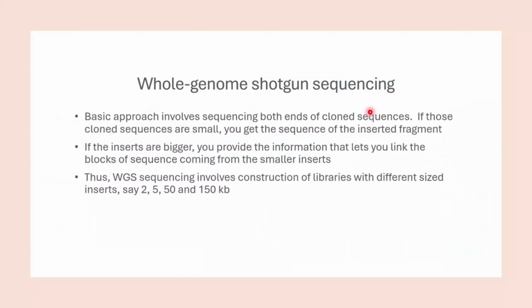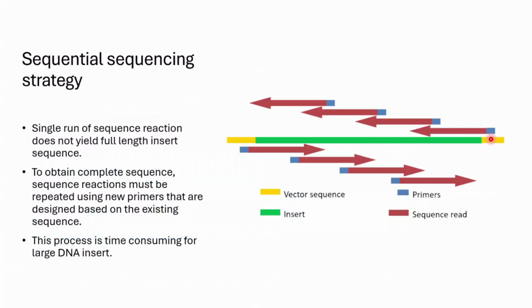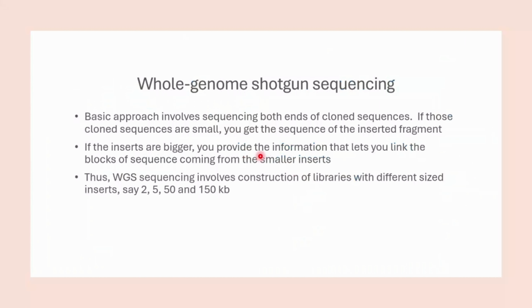So the approach is quite simple. If your cloned sequences are small, then what you're going to do is sequence in both directions. Instead of sequencing in one direction, you sequence in both directions. This way, you'll start here and here. If your insert is small enough to be sequenced in one go, you'll have the sequence of that fragment. If it's too big, it will provide you the information that you can use to make your sequence contigs.